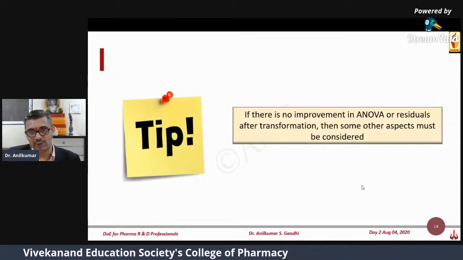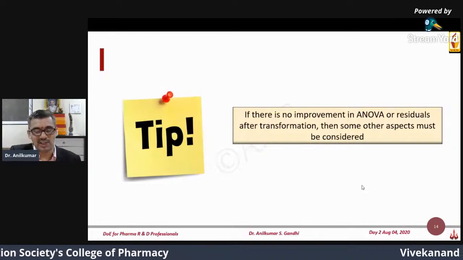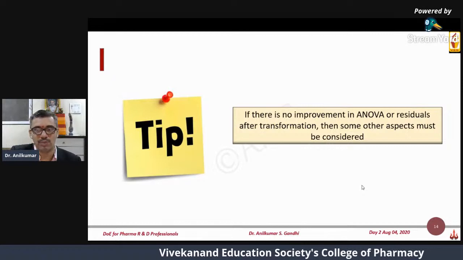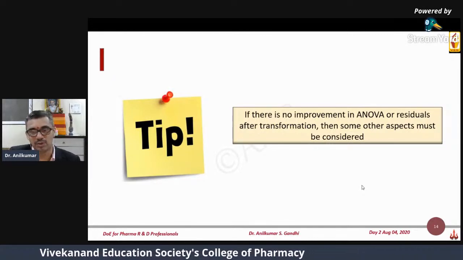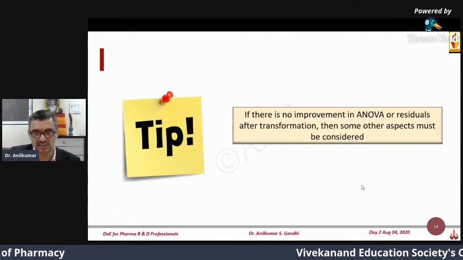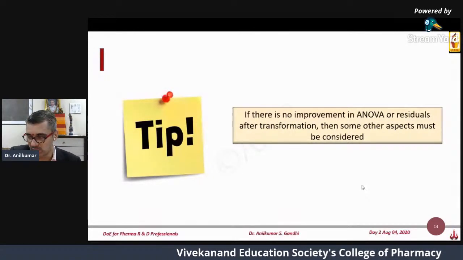Right now, what do we do? We are doing all the transformations. There are no ANOVA results, no improvement, and nothing is happening to the residuals. Then we must consider some other aspects, and those could be that you have to look at the design.